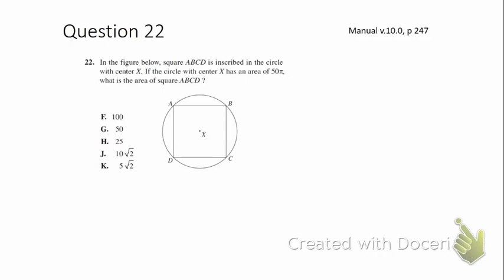Okay, last one with the circles. In the figure below, square ABCD is inscribed in the circle with center X. If the circle with center X has an area of 50 pi, what is the area of the square ABCD? Okay, so this one I actually think we can do by ballparking. 50 pi, so if I take 50 times that 3.14, I'm getting roughly 157. So the area of the circle is about 157.